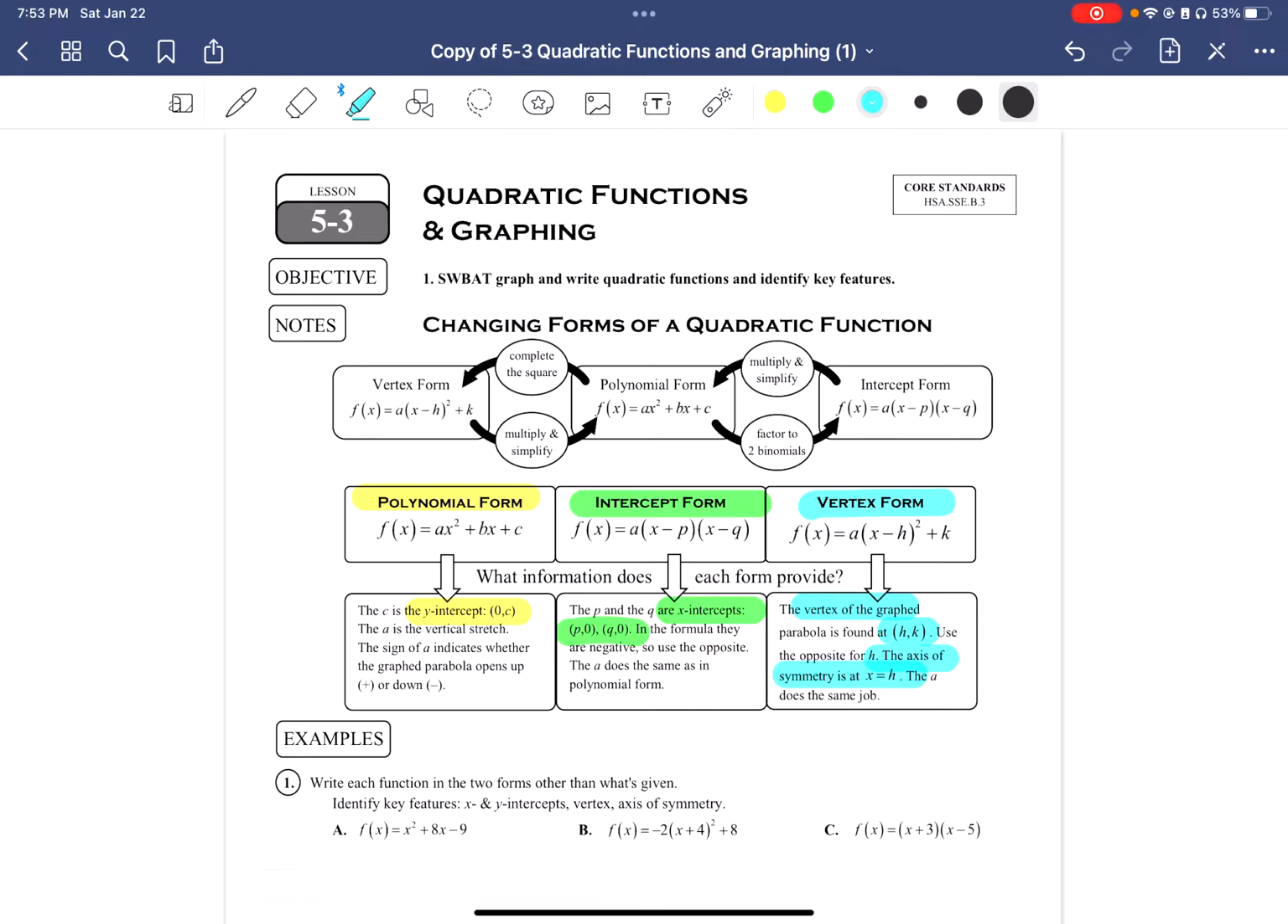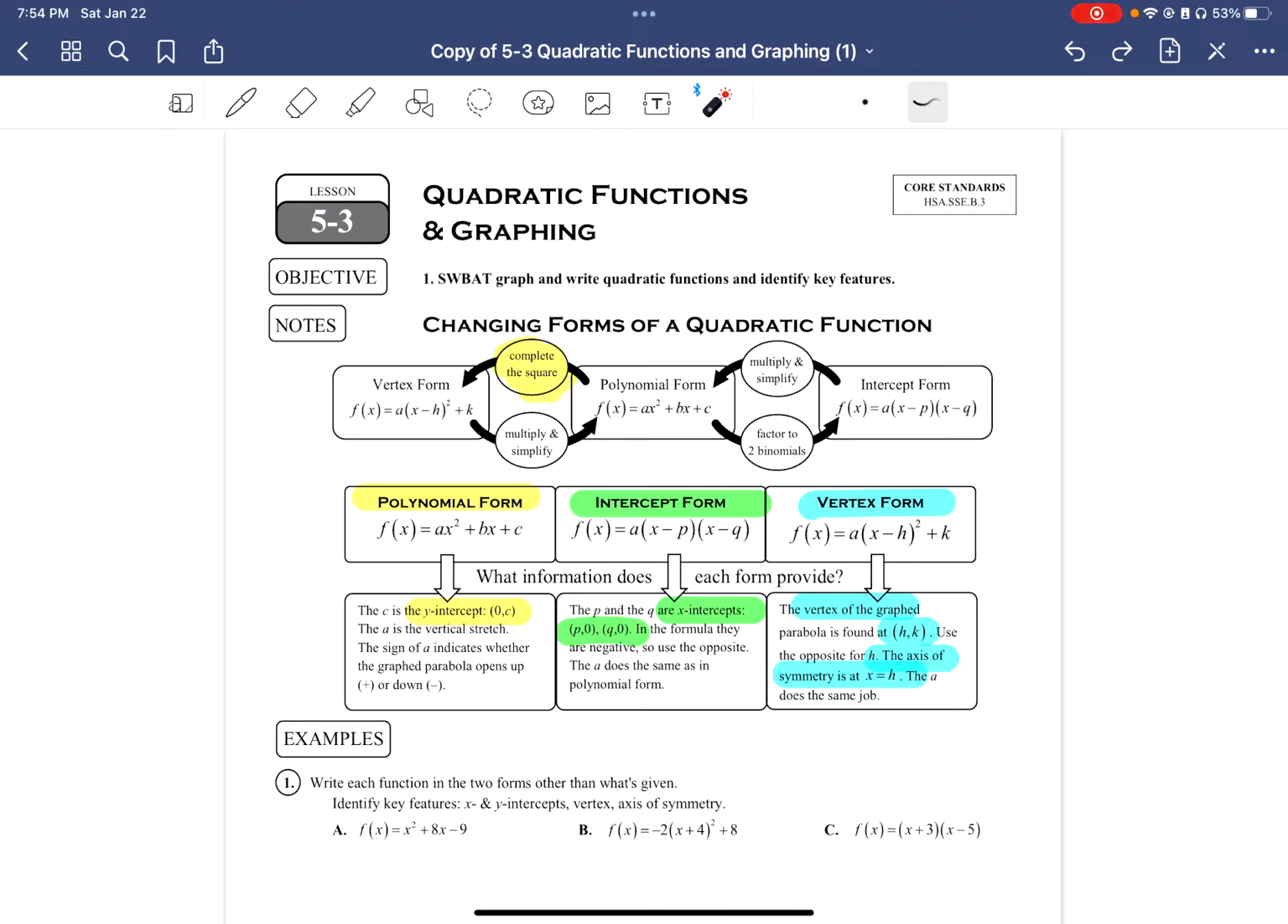And then in 5.2, we converted from polynomial form to vertex form using a process called completing the square. So today in 5.3, we're going to bring it all together and practice converting quadratic functions between all three of the different forms, and then use the most convenient form to identify each key feature of the function. No longer are you going to have to try to find the vertex or the x-intercept from polynomial form. You can use the easier form to find them, as long as you can convert to that form.